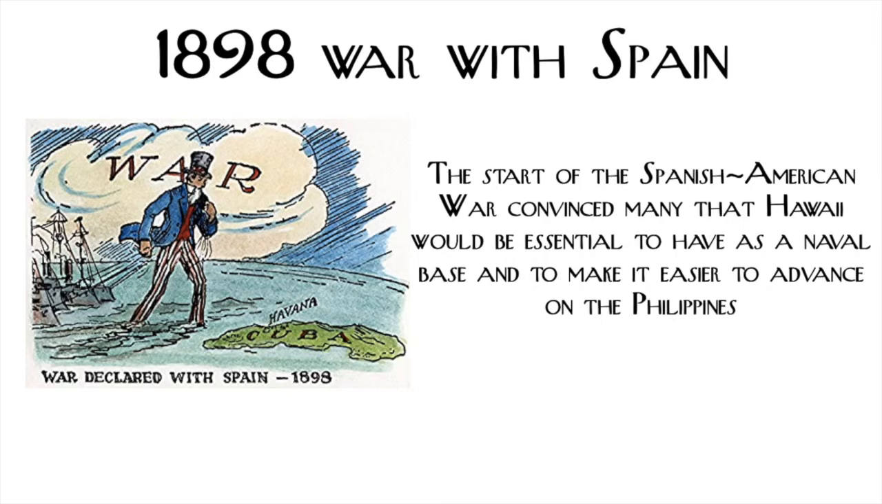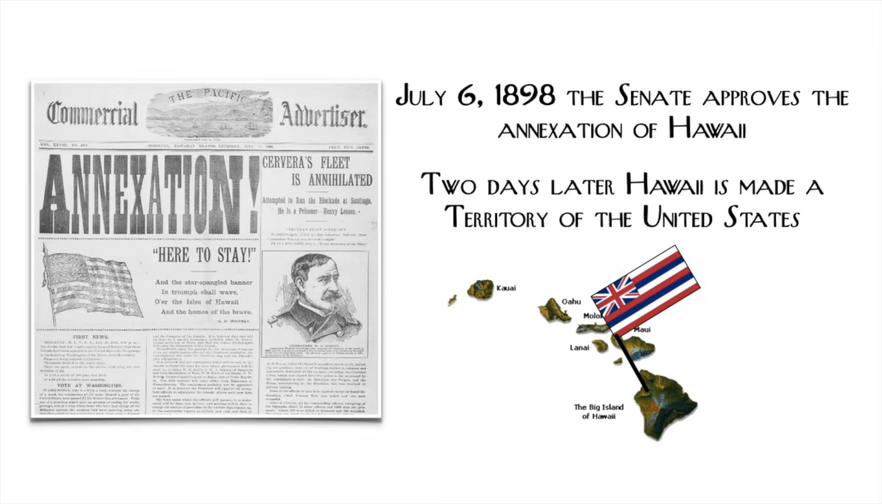What changes the debate in the Senate and in the American public over the annexation of Hawaii is actually the start of the Spanish-American War. During the war, we're going to need to fight the Spanish in the Philippines, and this shows that Hawaii would be a strategic location for our naval forces. And it's the start of the Spanish-American War that will convince many Americans, especially some of those in the Senate, that annexing Hawaii was in the nation's best interest. And on July 6, 1898, the Senate will approve the annexation of Hawaii, and 2 days later, Hawaii is made a territory of the United States.